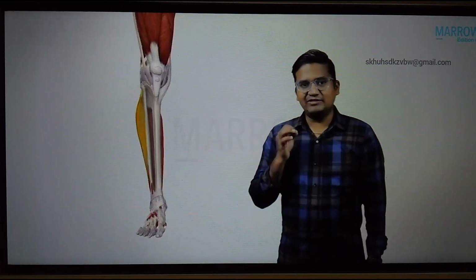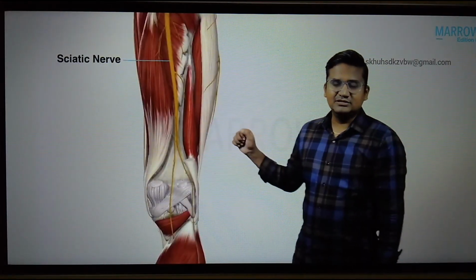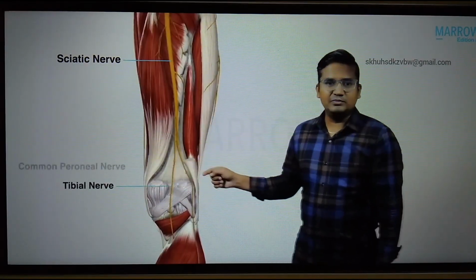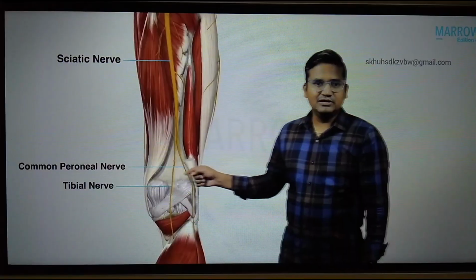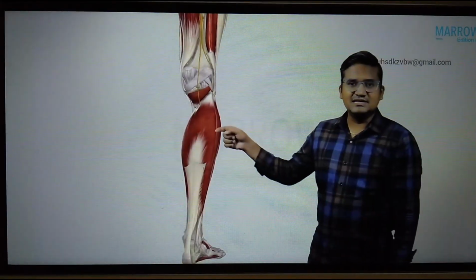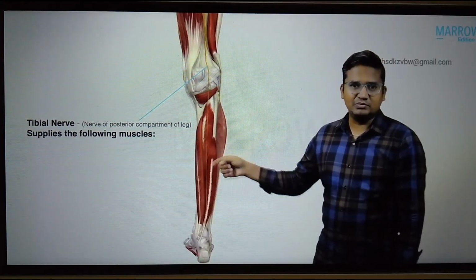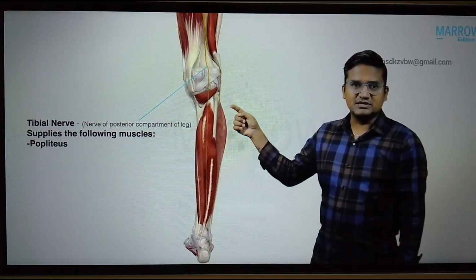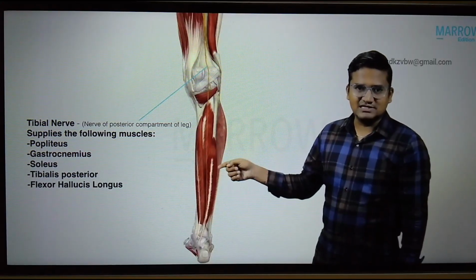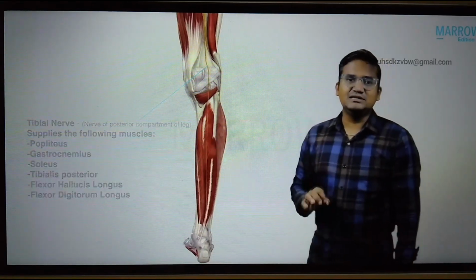Each compartment has its own nerve supply. Okay. Now, this is the sciatic nerve. The sciatic nerve is divided into the tibial nerve and the common peroneal nerve. This is the common peroneal nerve and that is the tibial nerve. Okay. Right. Now, tibial nerve is the nerve of the posterior compartment of leg. See, all the posterior compartment muscles, your popliteus muscle, gastrocnemius muscle, soleus, the tibialis posterior, flexor hallucis longus, flexor digitorum longus, all these muscles are supplied by our tibial nerve only.